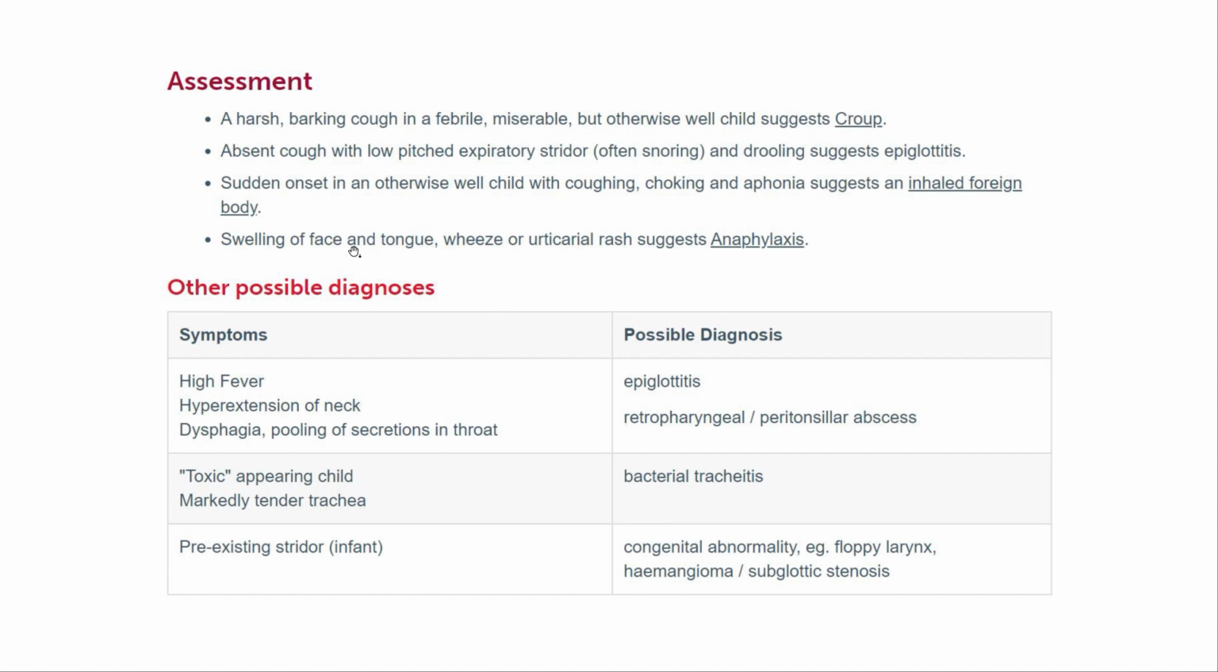And obviously stridor or upper airway obstruction could also be anaphylaxis, which would have its own group of things, the urticarial rash, wheeze, and angioedema.